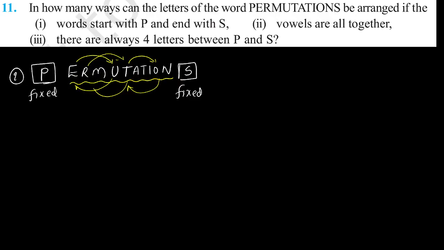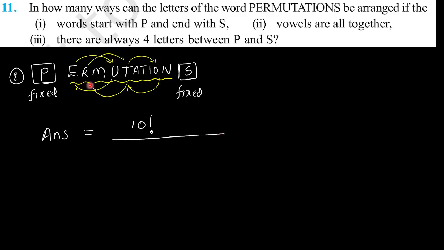So just think about the number of arrangements of ERMUTATION. Understood? So how many letters are there in this middle portion? 1, 2, 3, 4, 5, 6, 7, 8, 9, 10. There are 10 letters. P and S are not considered. 10 letters can be arranged in 10 factorial ways divided by.